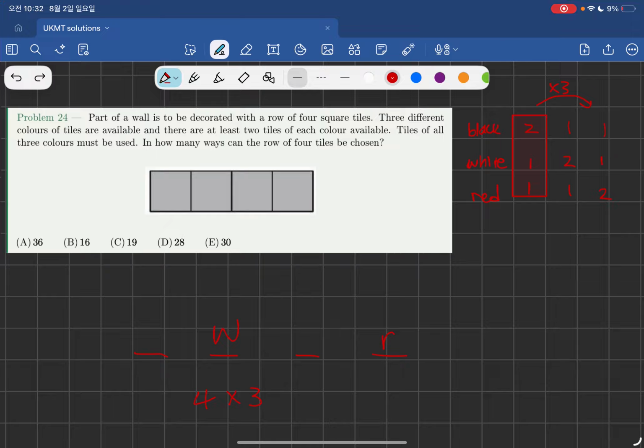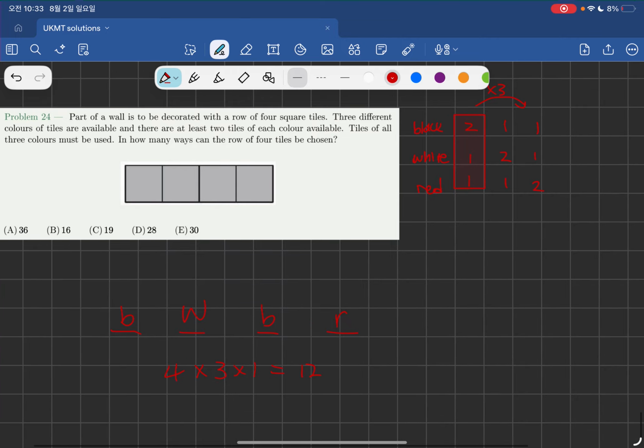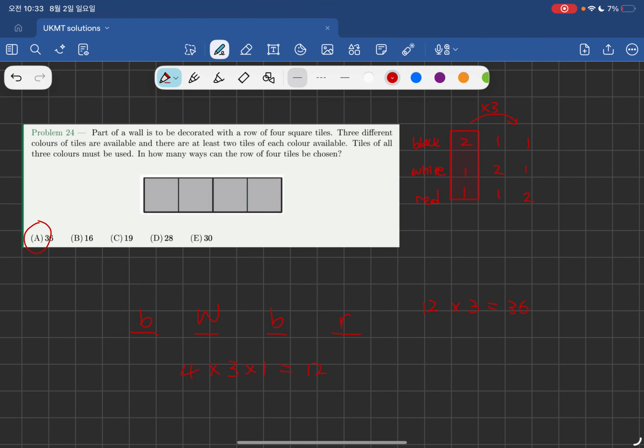Now we have 2 black tiles remaining. However, there's only 1 case of the arrangement because there are only 2 tiles left, and we have to fill in 2 black tiles. We're just going to multiply by 1, even though that's not necessary. So for the case where there are 2 black tiles, there are 12 possible cases to arrange the colored tiles. Meaning, if we multiply 3 by 12, we can get the total number of cases. So we have a total of 36 cases. So A is the correct answer.